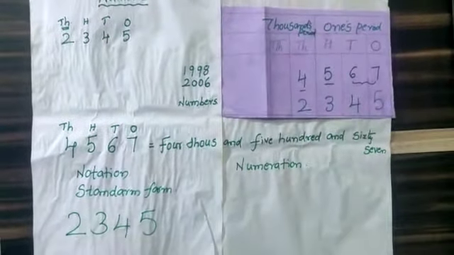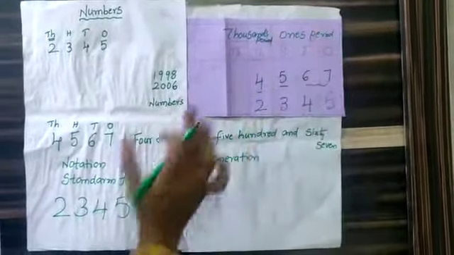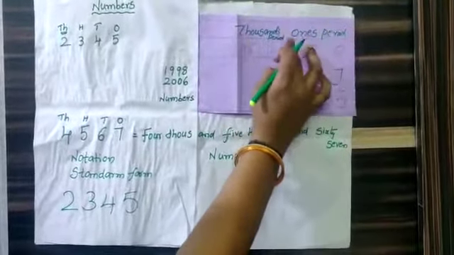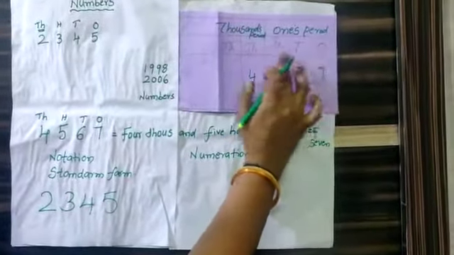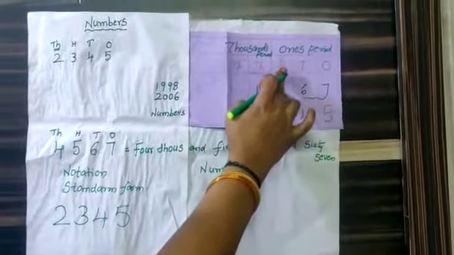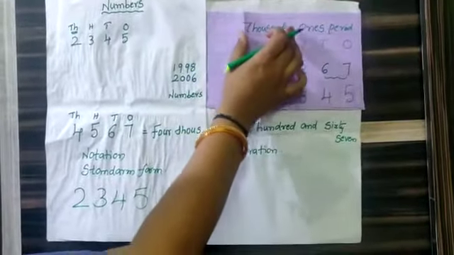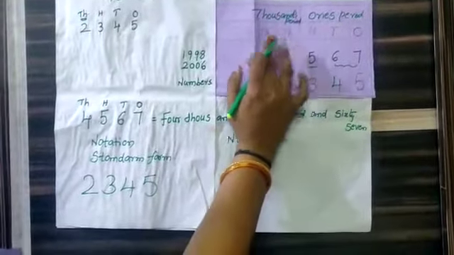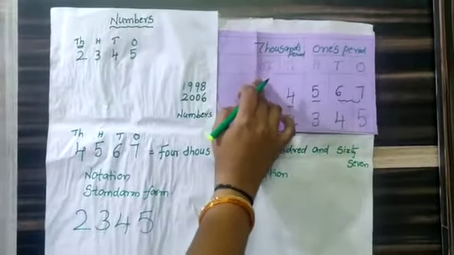So observe here children, we are dividing this number into some groups. Each group has some places. The first 3 places from the right make one group. The name of that group is ones period. Here the ones period has how many places? 3 places. What are those 3 places? Ones place, tens place and hundreds place. The next 2 places make one group. The name of that group is thousands period. So the thousands period has how many places? 2 places. What are those 2 places? Thousands place and 10,000s place.